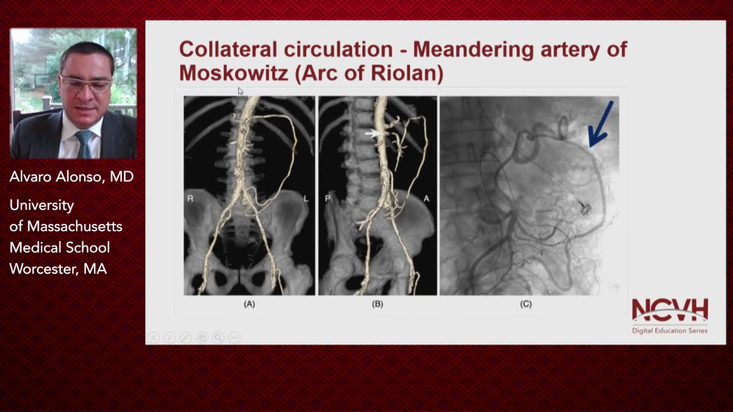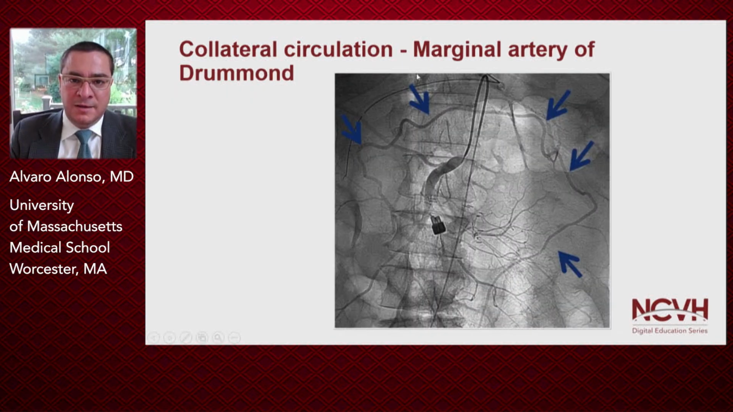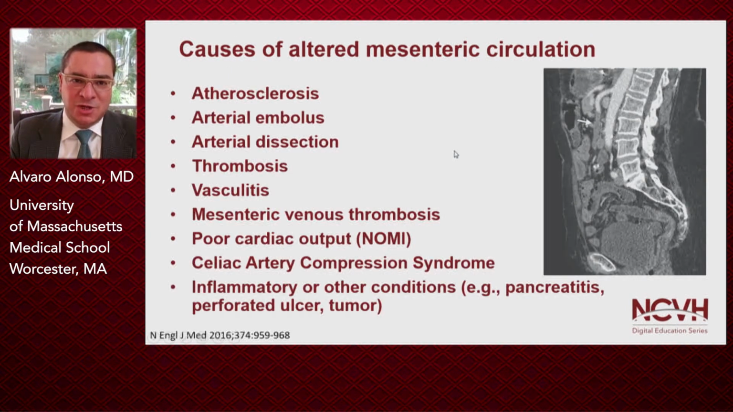We have some fancy names, like the meandering artery of Moscowitz, also known as the arc of Riolan, which connects the SMA with the IMA, as depicted in this CAT scan and in this angiogram, or the marginal artery of Drummond, which connects the other way around. But those are interesting findings and could be relevant in trying to determine the chronicity of the patient's presentation.